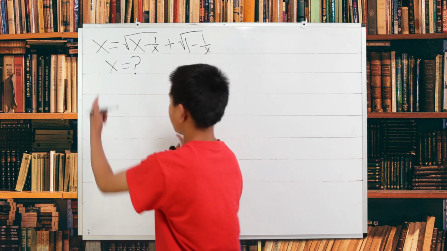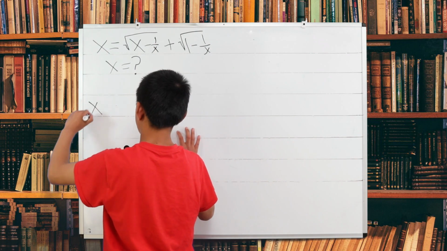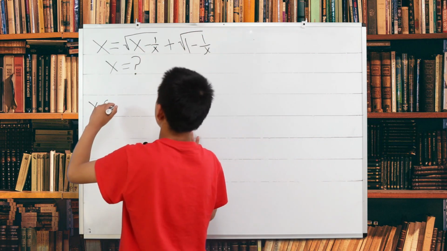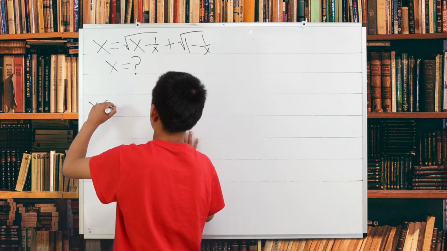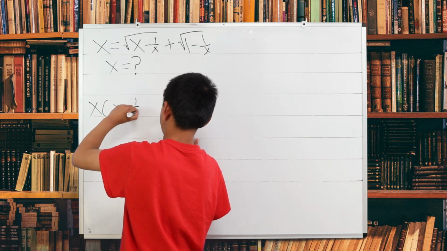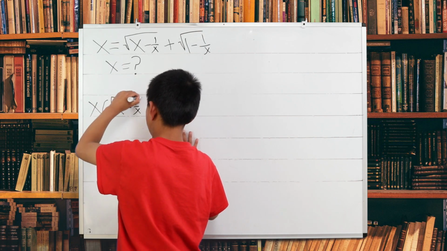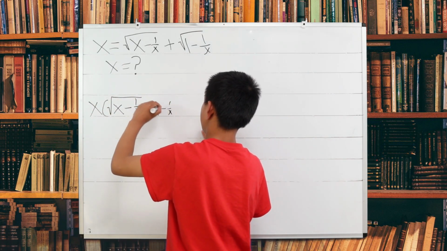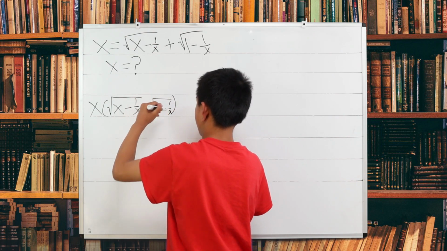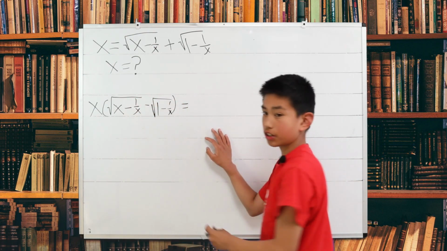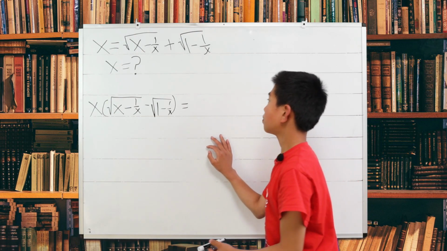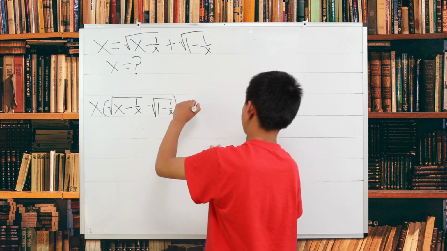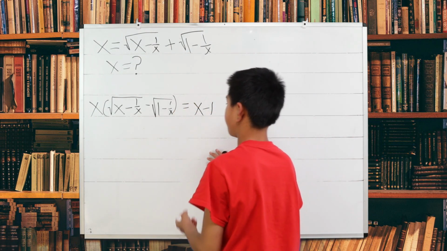So on the left hand side, it's going to be x times this minus that. So it's going to be times the square root of x minus 1 over x minus the square root of 1 minus 1 over x. And this is just equal to, since we got rid of the square roots, we see that these 1 over x's cancel out. So this is just x minus 1.